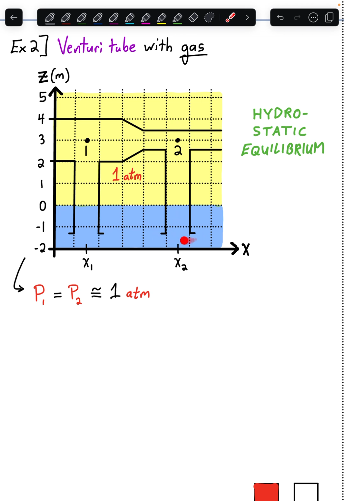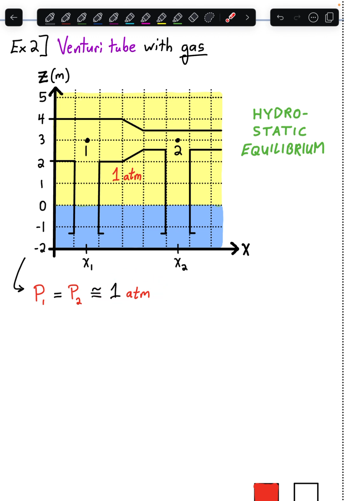The open ends of the tube are dipped into the water down here, and we imagine that the tube is open on the left and on the right, so that eventually gas will be flowing through the tube from left to right. But at the moment, our state is hydrostatic equilibrium, so there's no flow anywhere. We've just got our tube dipped into this pool of water down here, and 1 atmosphere gas both inside and outside the tube. So if we want the pressure at points 1 and 2, then that's just atmospheric pressure, 1 atmosphere.